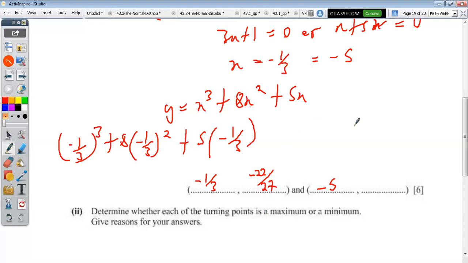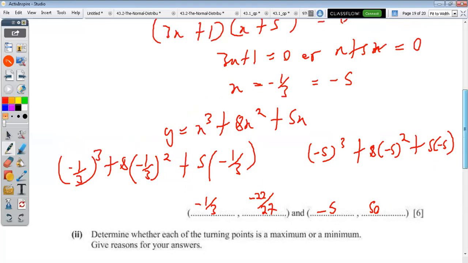Then let's plug in negative 5. So it will be negative 5 cubed plus 8 brackets negative 5 squared plus 5 brackets negative 5. What do you get? We get a value. Yes, sir. 50. They're simply using a calculator. Plug in. What I'm getting here.